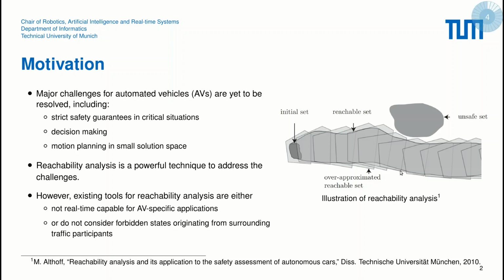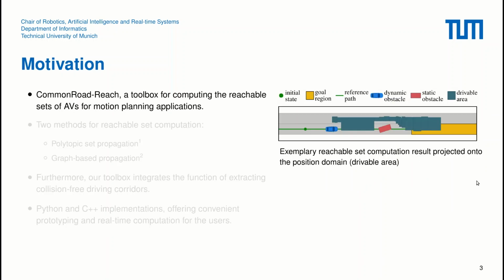Despite reachability analysis having been well researched over the past decades with continuous improvements, publicly available toolboxes are either not real-time capable for automated vehicle-specific applications or do not take into account time-varying forbidden states originating from traffic participants present in a scenario. In this work, we present CommonRoad-Reach, which is a toolbox for computing the reachable sets of automated vehicles for motion planning applications. In the figure on the right, we show an exemplary reachable set computation result projected onto the position domain, which is called the drivable area.